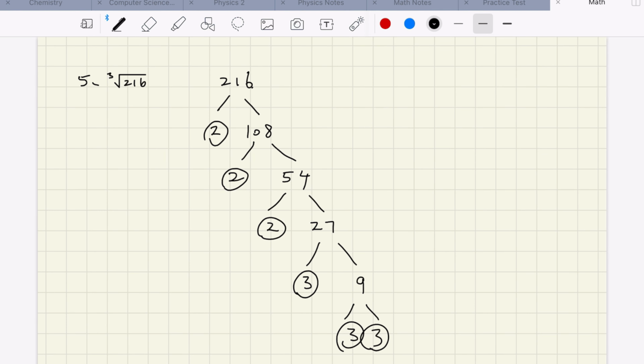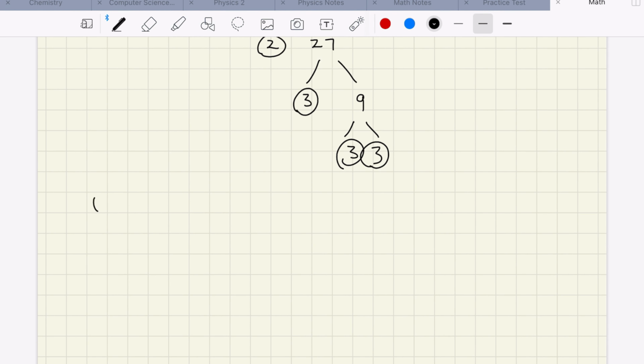And remember, we need to split it into 3 pairs of equal value. So we have 3 2s and 3 3s, so one pair would be 1 2 and 1 3. And another, so that would be a pair, right? So we have 3 pairs of this, so 3 pairs of 6. So that means the cube root of 216 is 6.